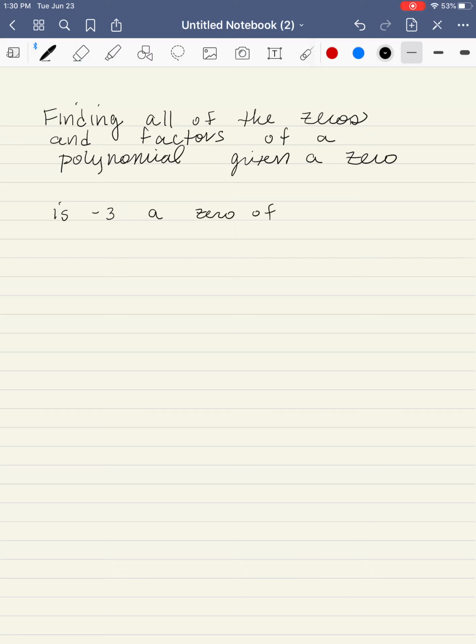So let's say I asked you, is -3 a zero of f of x equals x cubed minus 19x minus 30. In our last video, we learned how to do that. So I want you to see if you can do that yourself. Determine whether -3 is a zero of f of x. And we're going to do this using synthetic division.